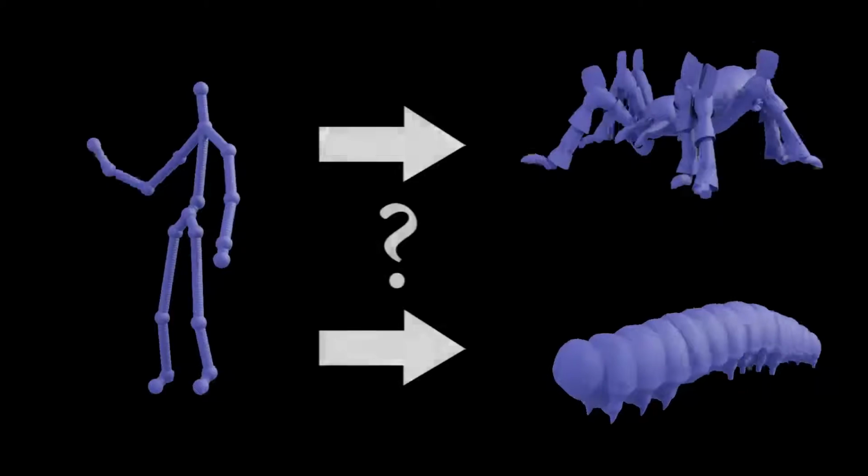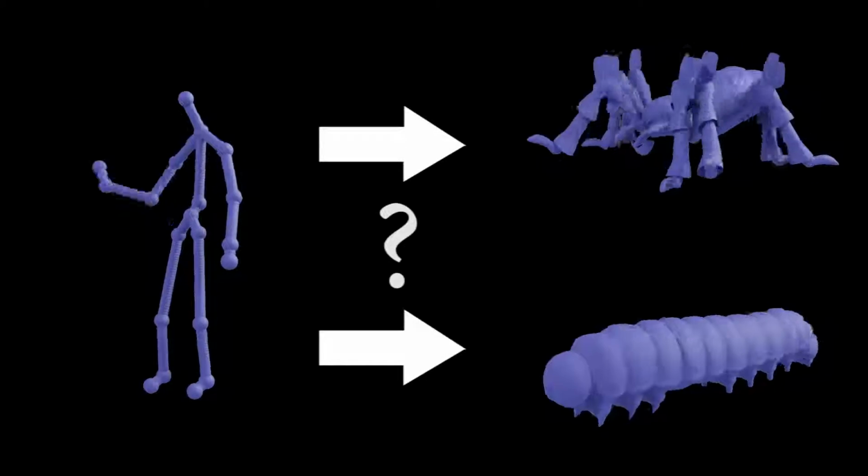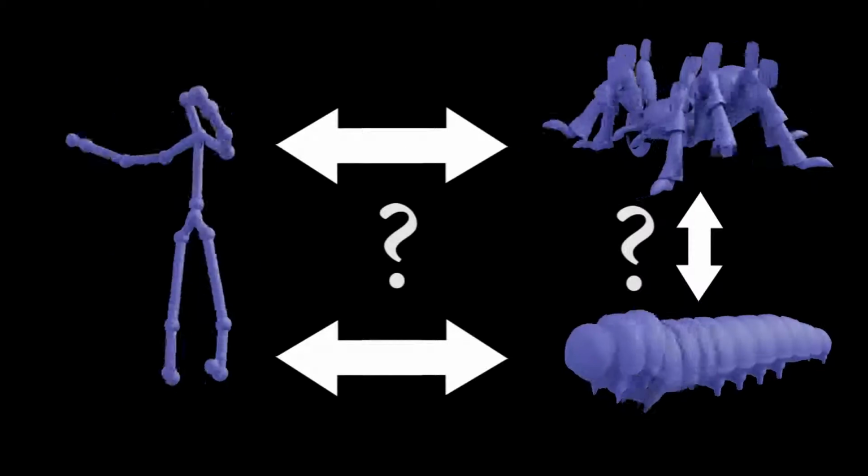How might these motions be mapped to a human? In general, how might we map between two arbitrary motions while still giving intuitive control?